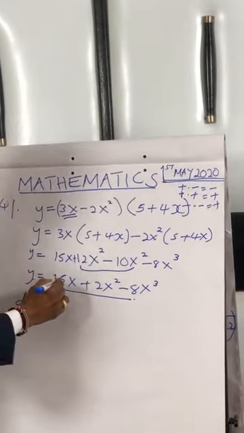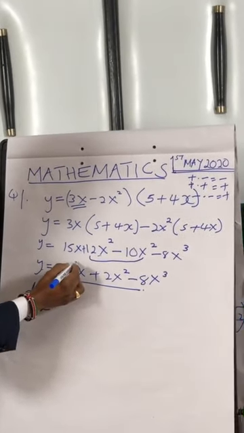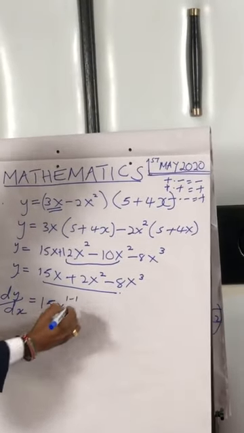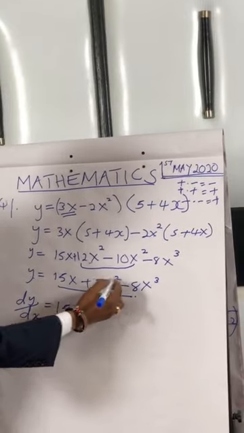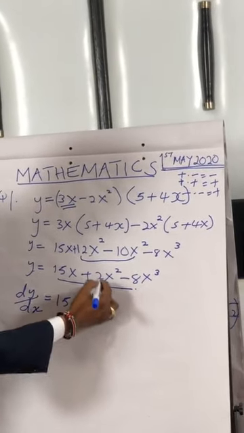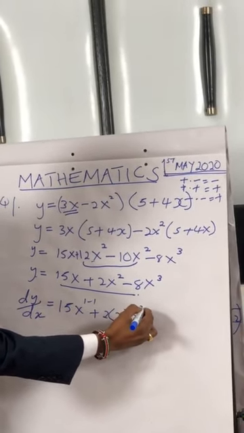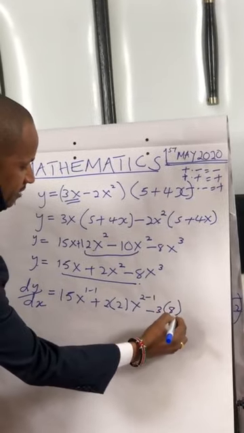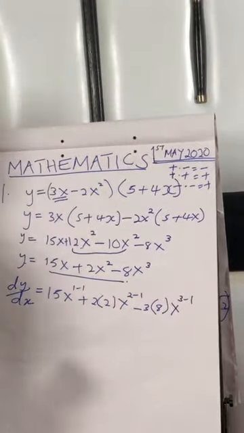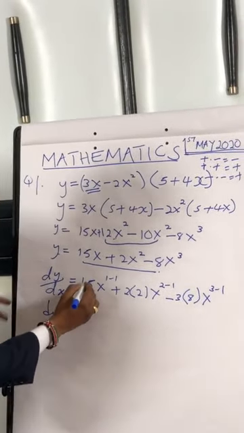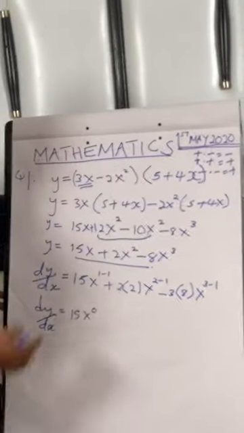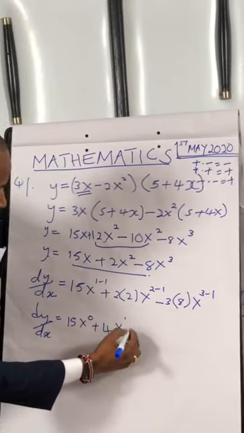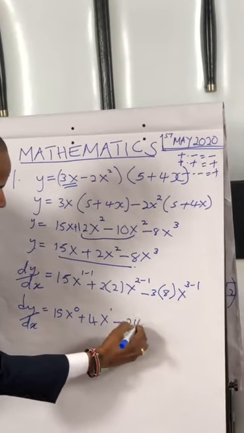Now, when we want to differentiate, we'll differentiate every part that we have here. So we'll first of all start by differentiating 15x. In differentiating 15x, we have 15x, then x is raised to power 1, you subtract 1. Then plus 2x squared differentiated, you drop down the power 2, then you multiply by the constant 2, then we have x, then 2, you subtract 1. Minus, drop down power 3, multiply by 8, x cubed, you subtract 1. So dy/dx equals to 15x raised to power 0, 1 minus 1 is 0, plus 2 times 2 is 4x, 2 minus 1 is 1, minus 3 times 8 is 24, x, 3 minus 1 is 2.